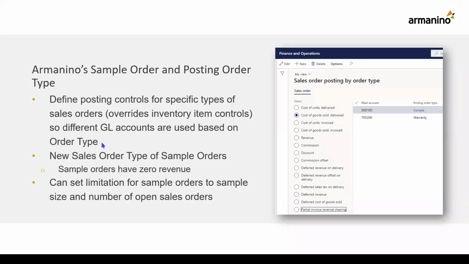So that's what the sample order and posting order type do. They allow you to have different GL accounts based on the posting order type, based on the sales order type, and then a new sales order type of just sample orders.